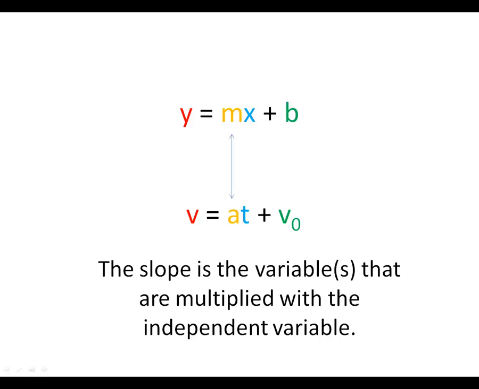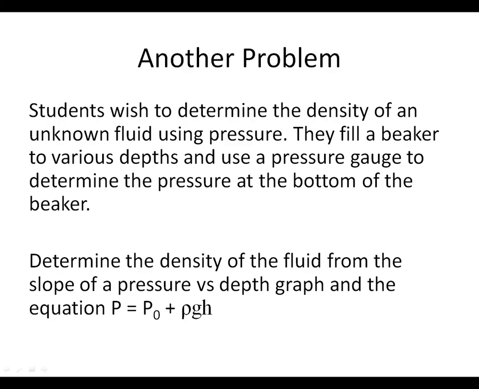In any given equation that you're trying to model in a linear format, the slope is the variable or variables that are multiplied with the independent variable. There can be more than one. In fact, in our next example, we'll see that there's going to be two.